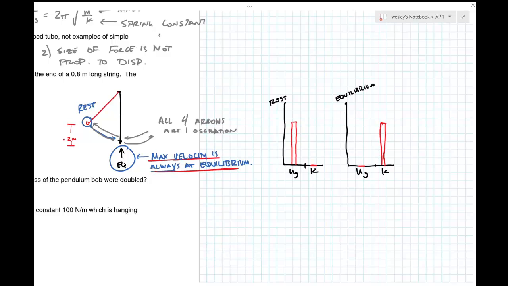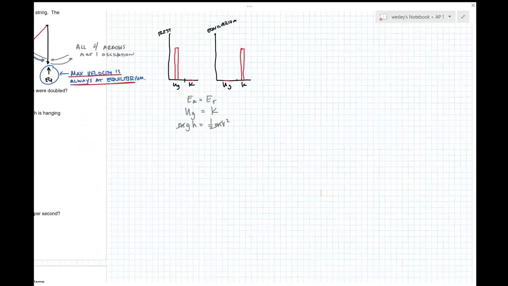So in order to find the maximum velocity of this object, we're going to take the energy at rest and set it equal to the energy at equilibrium. So that's gravitational potential energy equal to kinetic energy. mgh is equal to 1/2 mv squared. So we see that the masses cancel out. And so gh is equal to 1/2 v squared.